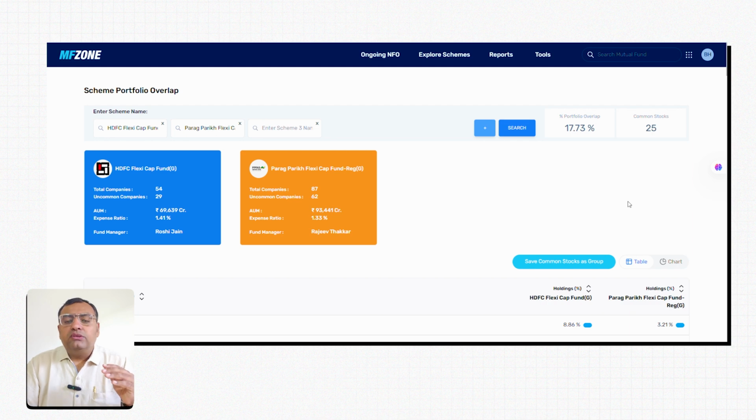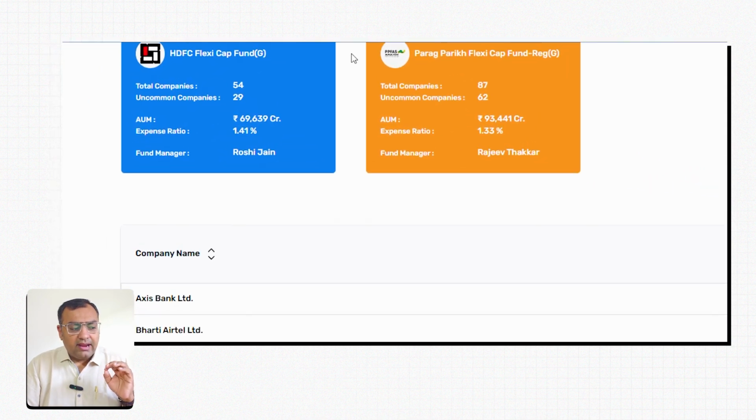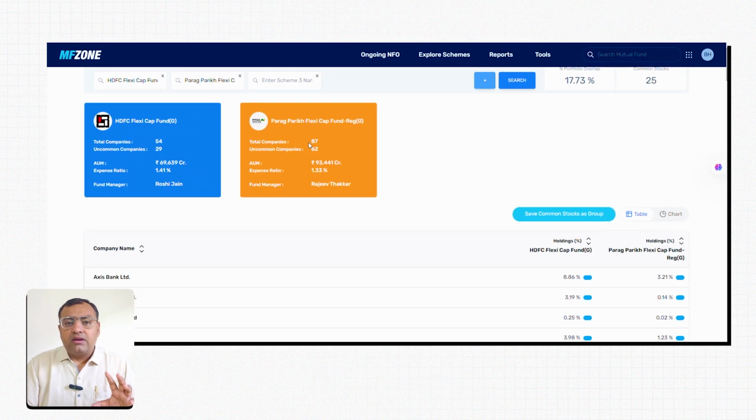Now these 25 common stocks are a very, very high number. If I look over here, HDFC Flexi Cap holds around 54 companies in its portfolio, and Parag Parikh holds around 87. Out of that, 25 are common. You have every detail over here, AUM, expense ratio. Again, for a mutual fund the expense ratio should be lower and all that, so I'm not getting into the expense ratio over here.